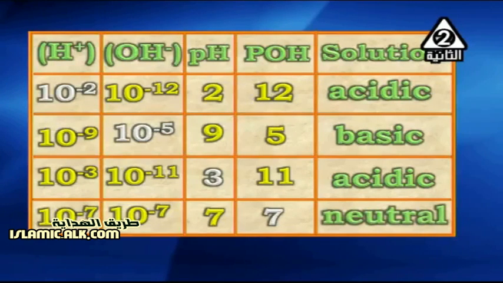Remember, my dear student, the concentration of hydrogen ion times the concentration of hydroxide ion equals 10 to the power negative 14. So if you get the power sum, it will be negative 14. And the pH is negative log of the concentration of hydrogen ion, and the pOH is negative log of the concentration of hydroxide ion, and the solution will be acidic, basic or neutral depending on the value of pH: less than 7 acidic, equal 7 neutral, more than 7 basic, and the sum of pH and pOH equals 14.